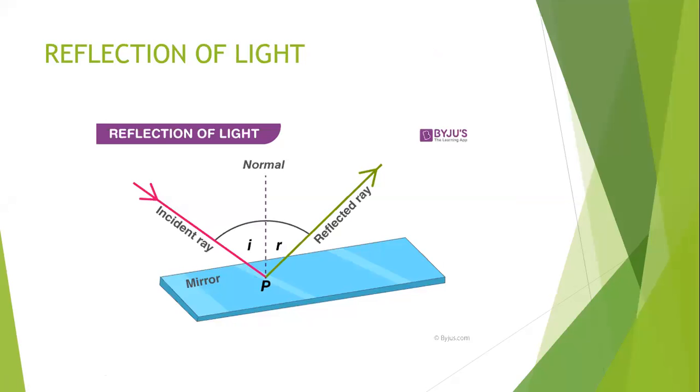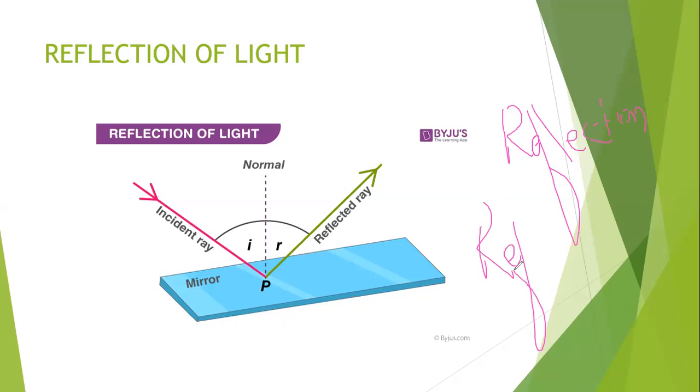There are different ways in which light travels: reflection, refraction and diffraction. First is reflection, second is refraction, and third one is diffraction. We are going to discuss these 3 ways one by one.